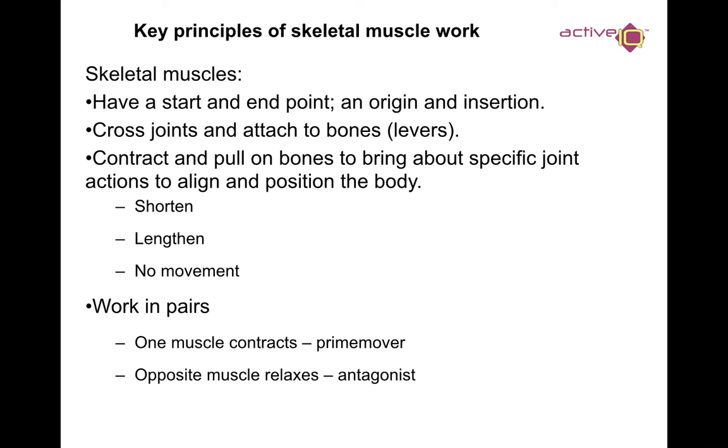Another good thing about the muscles as well is that they can work in pairs. As one muscle contracts, which will be the prime mover, the opposite muscle can relax. All right, so if you've got the bicep and you're doing a bicep curl, the bicep is contracting, and the tricep, which is obviously its pair, its antagonist, will be relaxing.